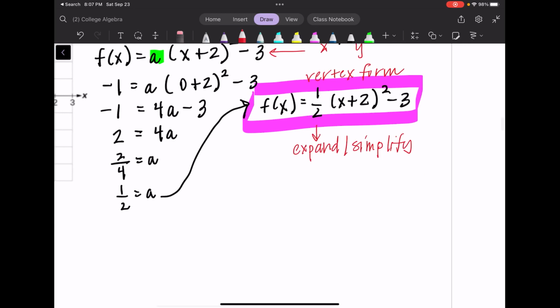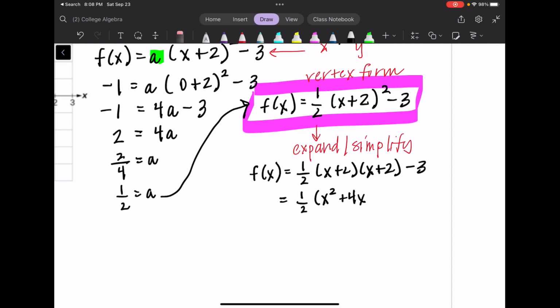So let's say, all right, so this would be f of x equals 1/2 times x plus 2 times x plus 2 minus 3. I will go ahead and multiply those two together. That'd be x squared plus 4x plus 4 minus 3. Distribute the 1/2.